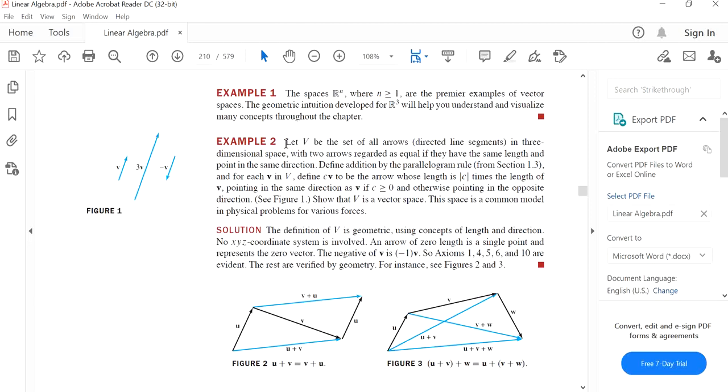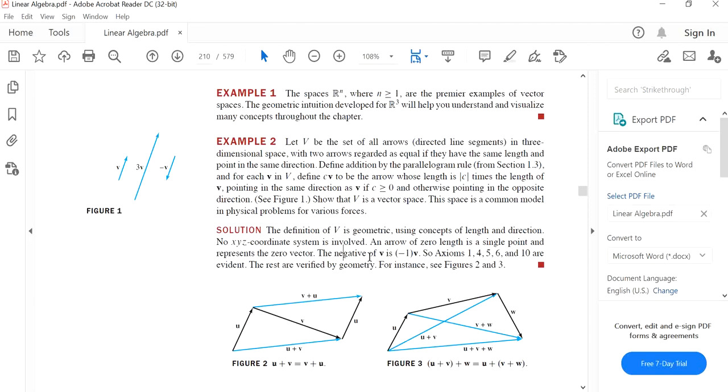So basically, we are given these conditions, and we just need to show that these conditions satisfy all those axioms, right? So V is the set of all arrows in 3D space. Then V is defined geometrically using the concept of length and direction, because they have defined them being equal only on the basis of their length and their direction. So we haven't really talked about any coordinate system here. If we have an arrow of zero length, that would really mean just having a single point and without any direction. So an arrow of zero length is a single point and it represents a zero vector.